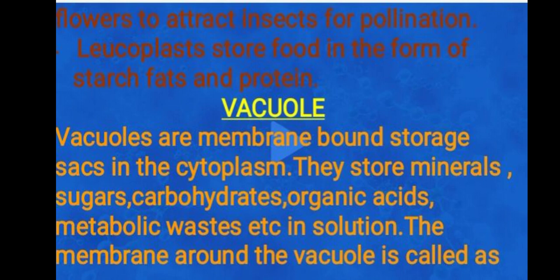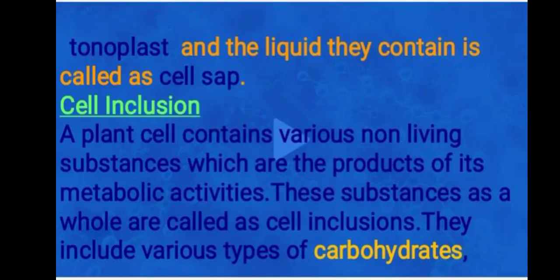Let's see another structure present in the plant cell. This is the vacuole. Vacuoles are membrane-bound storage sacs which are present in the cytoplasm of a mature plant cell. They store minerals, sugars, carbohydrates, organic acids, metabolic wastes, etc. in solution. The membrane around the vacuole is called the tonoplast, and the liquid which is present inside it is called cell sap.